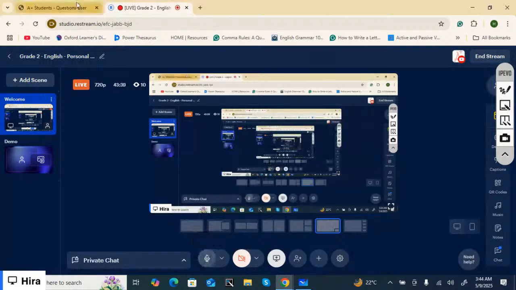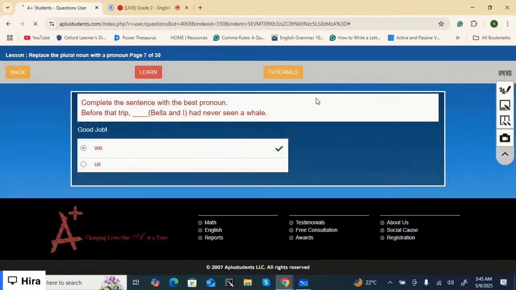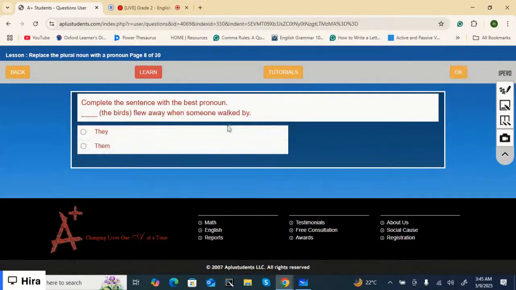Okay, so I got the answer. Oh, one student just gave an incorrect answer, but it's okay. You can learn here. Let me tell you again why it's incorrect. Before that trip, we had never seen a whale. Why choose we? Why can't we use us? Because we is the subject pronoun and it's in the subject place. We had never seen a whale, because the subject tells who or what is doing something. It's correct. I hope you understand.